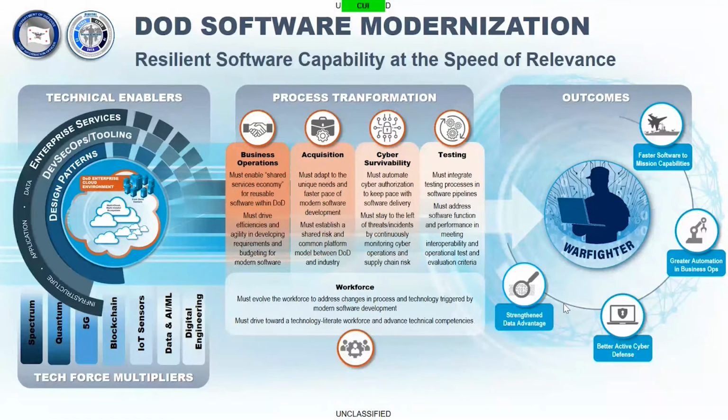And then also on the process side, we need to recognize that survivability column, right? The cyber survivability is going to be important. So while we do seek to move faster and to get software out there at the speed of relevance, we need to recognize that we still have this opportunity to bake in cybersecurity and to make it secure at speed. Underlying all of this is the tech force multipliers, where you see things like data and AI and ML.